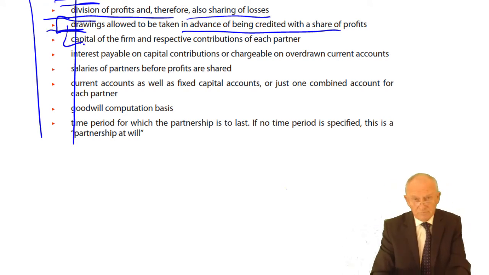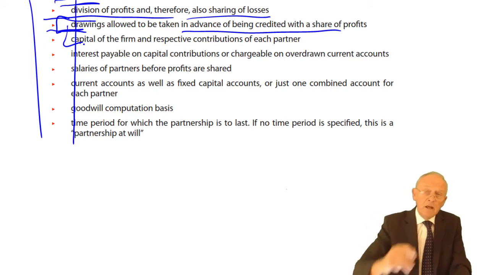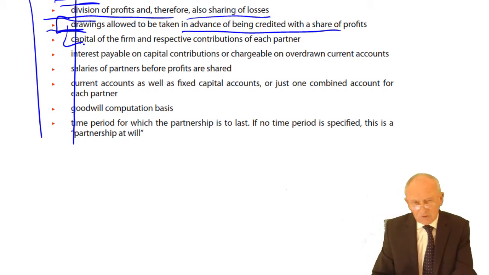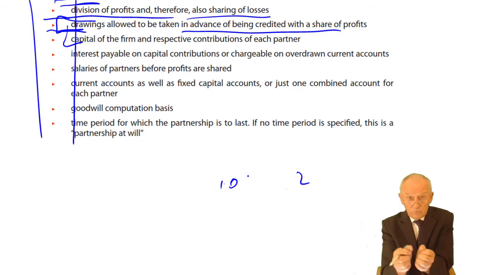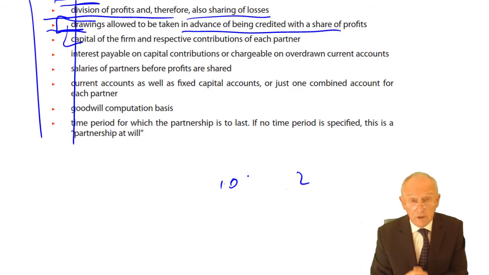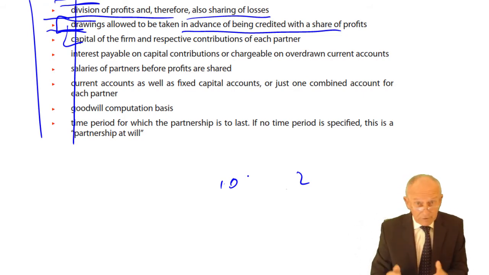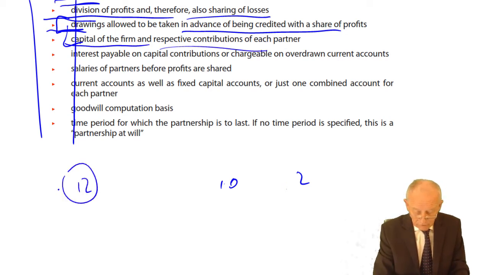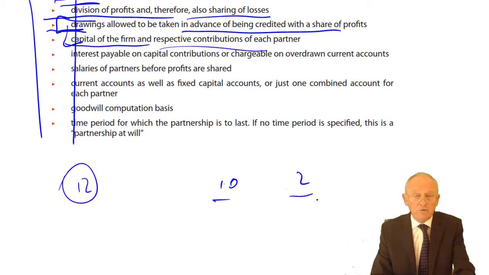The capital of the firm. I'll put in 10,000. How much are you going to put in? Can I put you down for 2,000? Okay, so I've got 10,000 and you've got 2,000. And that's the capital. That's the money that we use to start off our partnership. Well, we've agreed that that's what we'll have. You can put more in if you want. From time to time, you may want to add more, just further capital introduced. But that's the capital of the firm and the respective contributions. The capital of the firm is 12 and the respective contributions are 10 and 2.